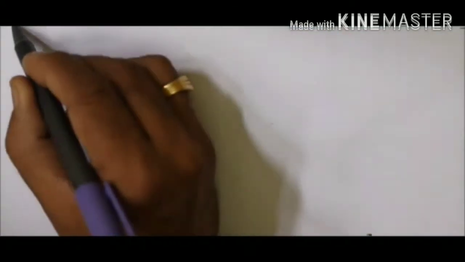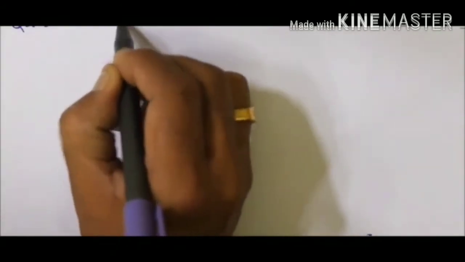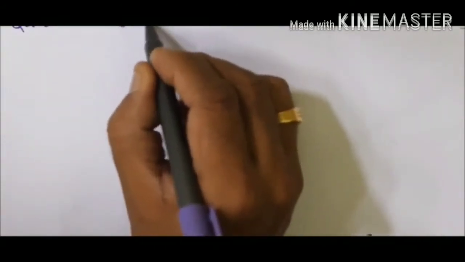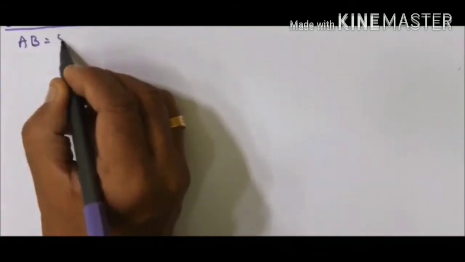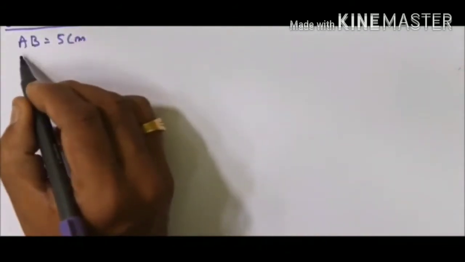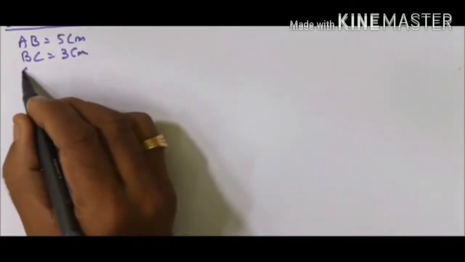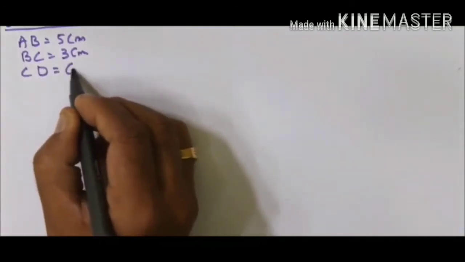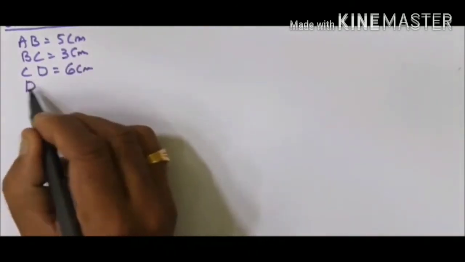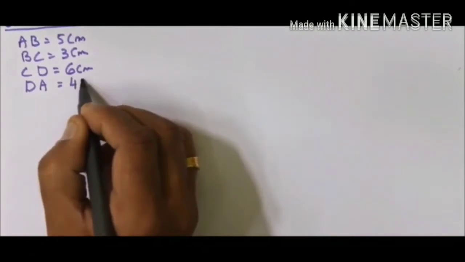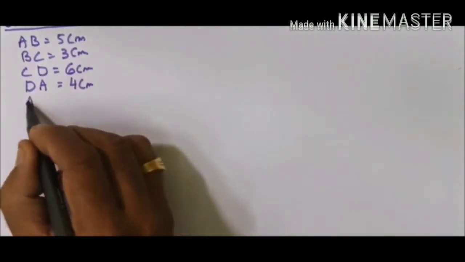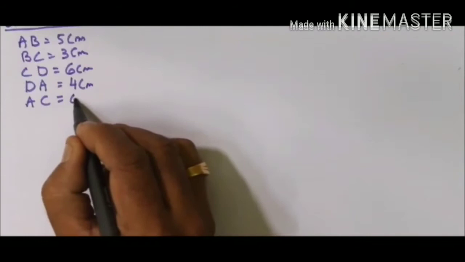Let's see how to get a quadrilateral ABCD with the given measurements. AB is equal to 5 centimeters, BC is equal to 3 centimeters, CD is equal to 6 centimeters, DA is equal to 4 centimeters, and AC, the diagonal, is 6.5 centimeters.